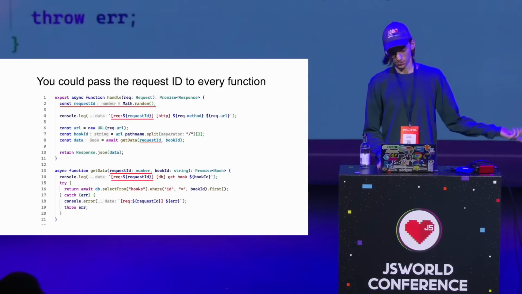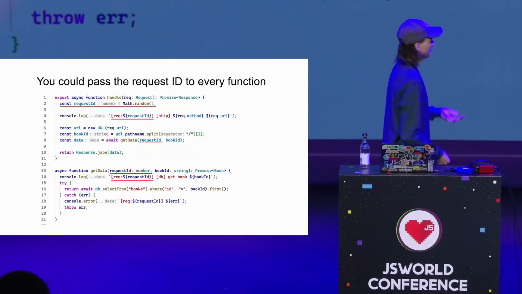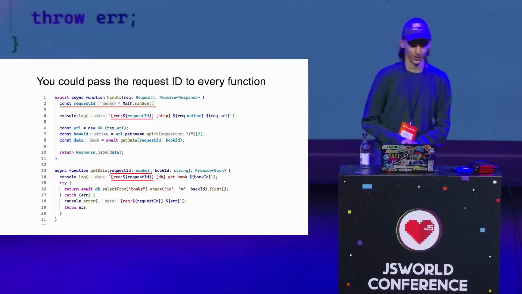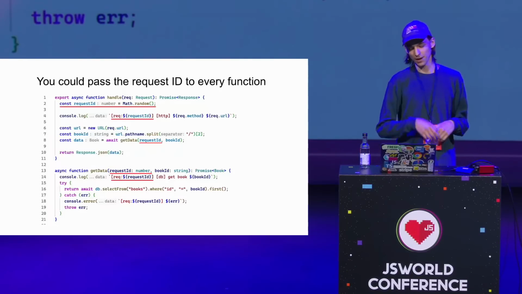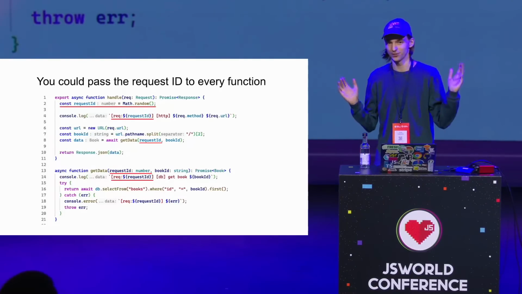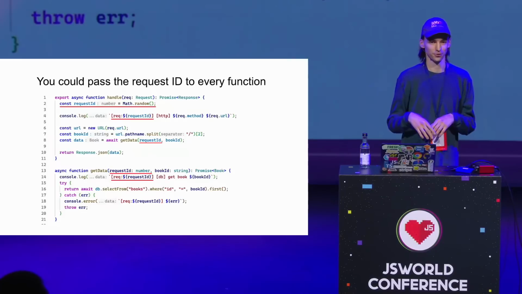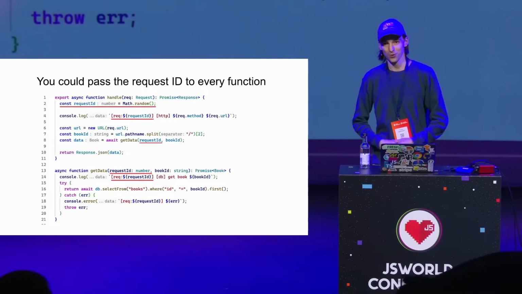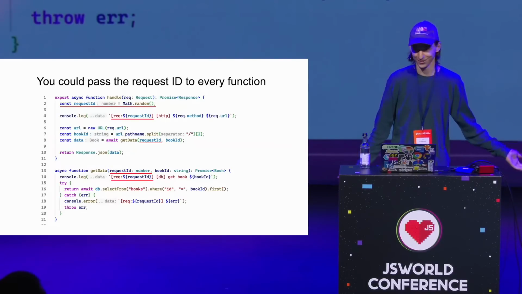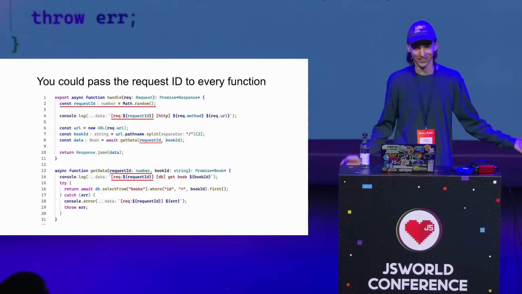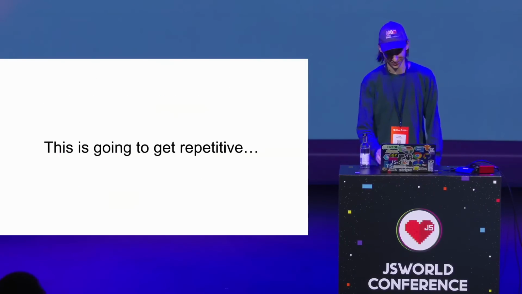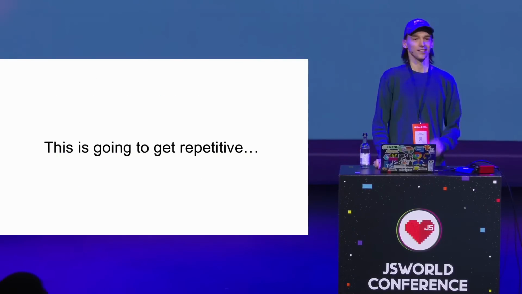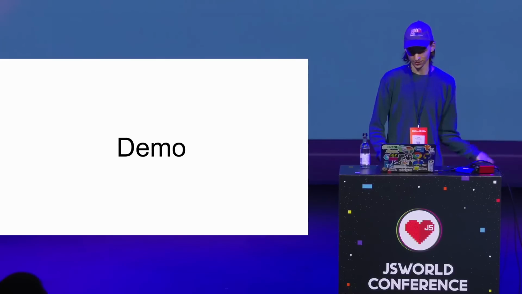So this can be a bit cumbersome, though. I mean, you could write code like this. I'm sorry, this is a bit small, but you could generate a random request ID and then pass it in through your entire application. In every single function, you take the current request ID and print it out in your logs. Who of you thinks that this is a maintainable way to do this? Nobody. Good. Such smart people here in the audience. This is going to get really repetitive, so let's not do this. Let's do something else.